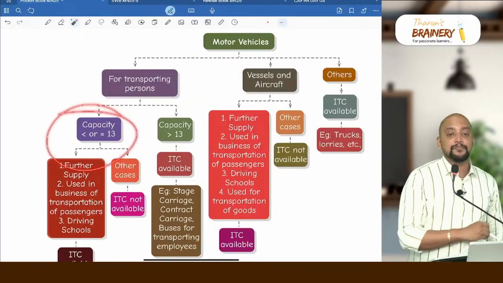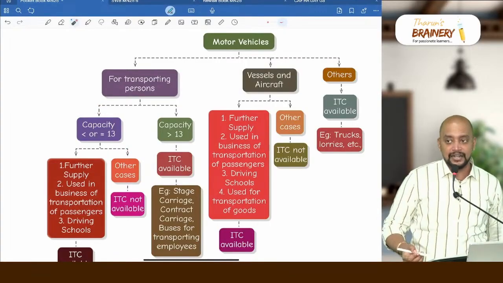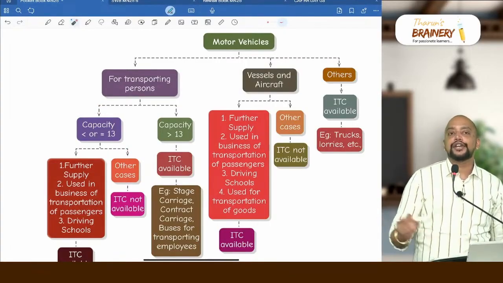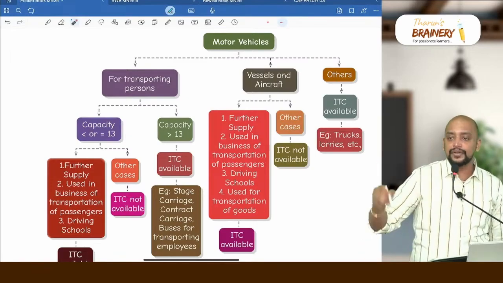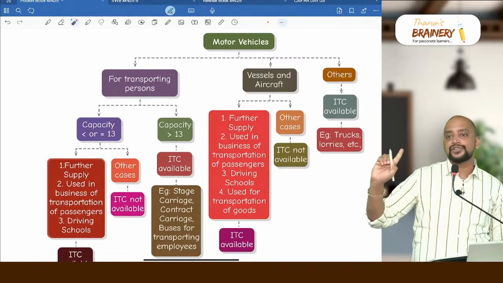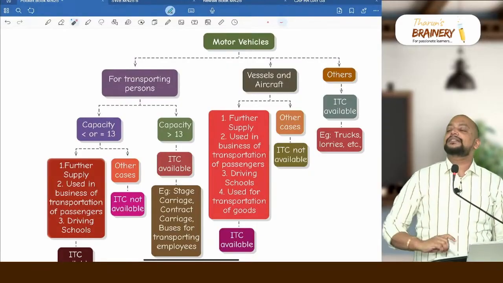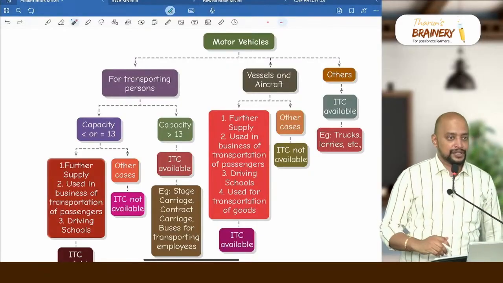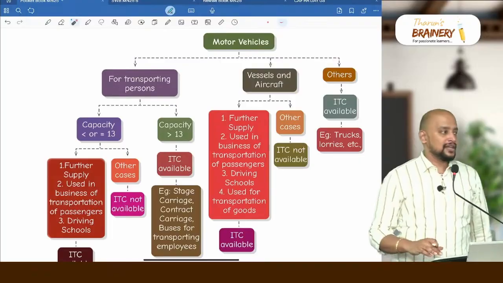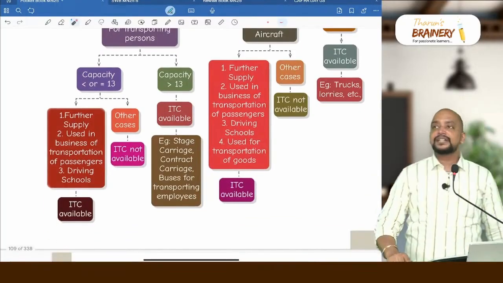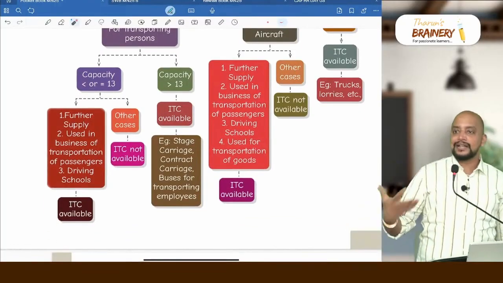Whereas motor vehicle capacity does not exceed 13. While doing the capacity, whether we need to include driver or exclude driver, include driver. Wherever we use the word passengers, there only it will be excluding driver, otherwise it will be including driver. Capacity does not exceed 13, it's a blocked credit. However, 3 exceptions are there. Number 1, further supply. Further supply means, so I am in a car dealer.